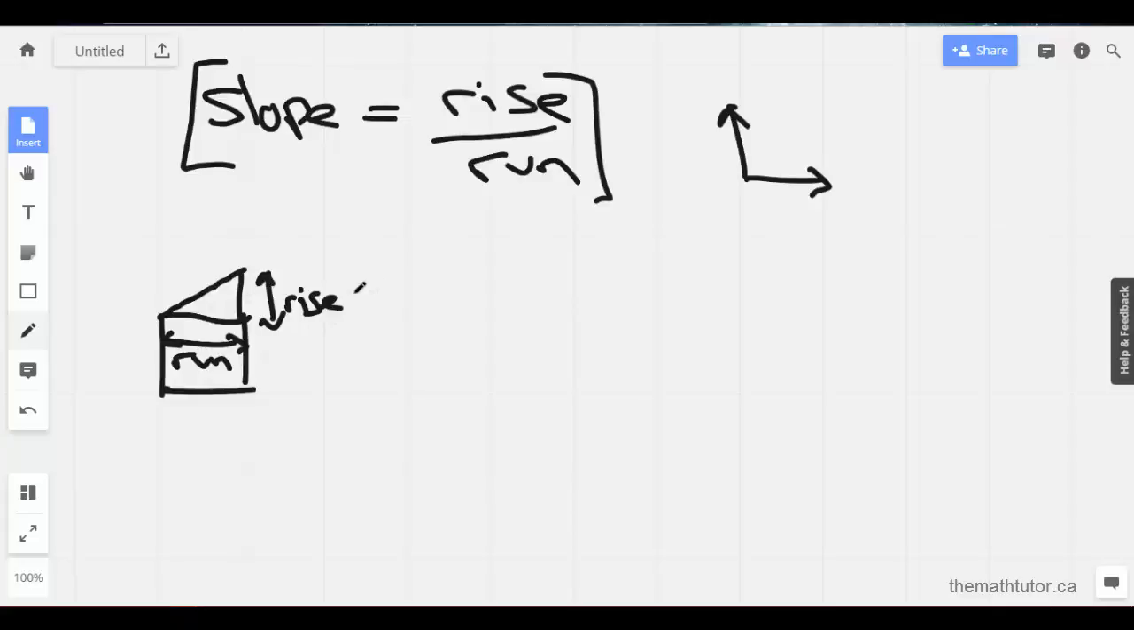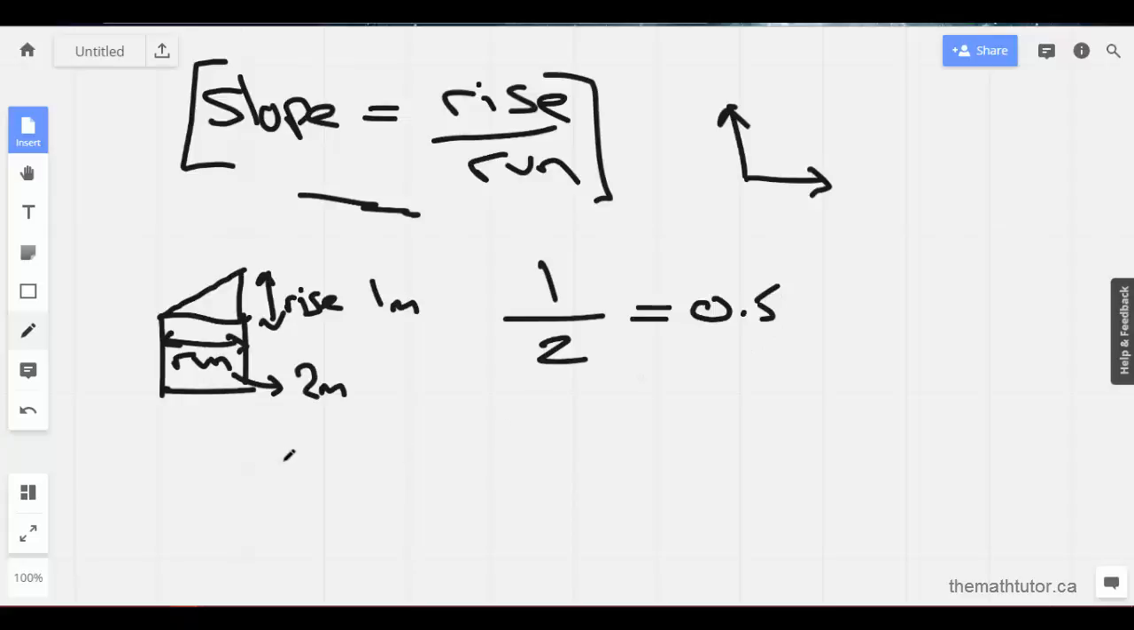So let's say, for example, that the rise was 1 meter. Let's say the run was 2 meters. Using this equation up here, slope equals rise over run. The rise was 1 meter, run was 2 meters, so the slope is 0.5. Notice there's no units, slope is just a number. So that's pretty straightforward, just rise and run.